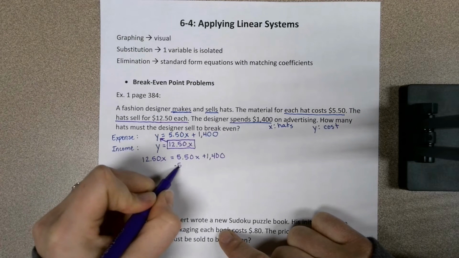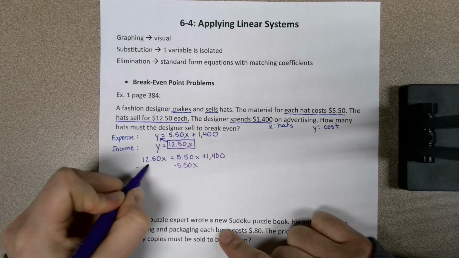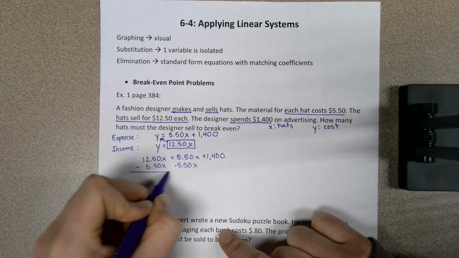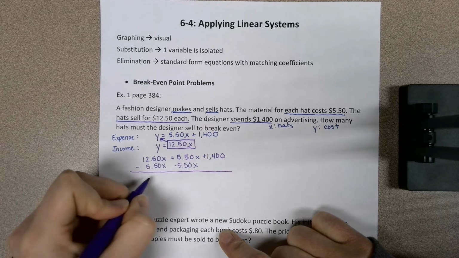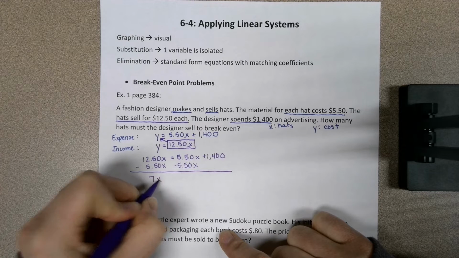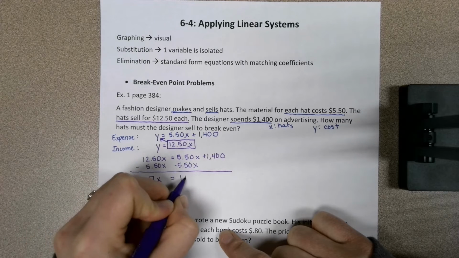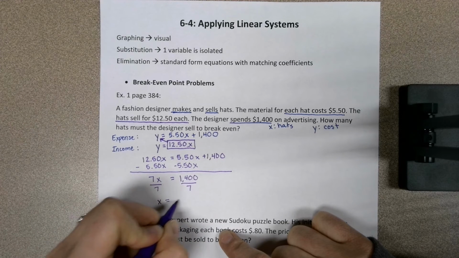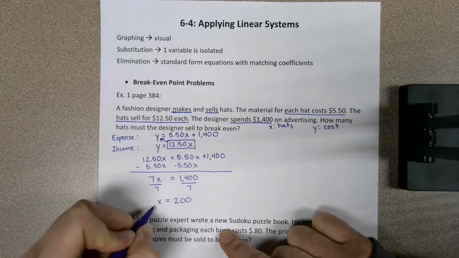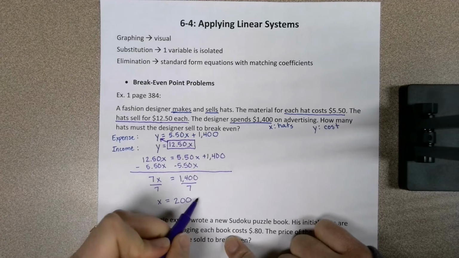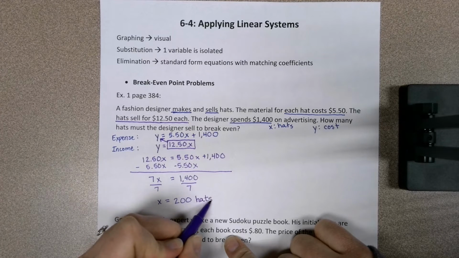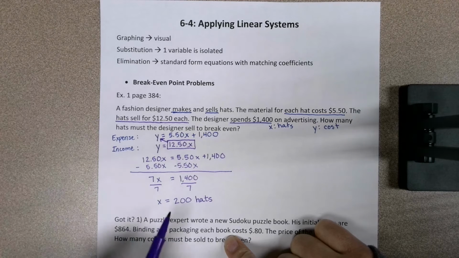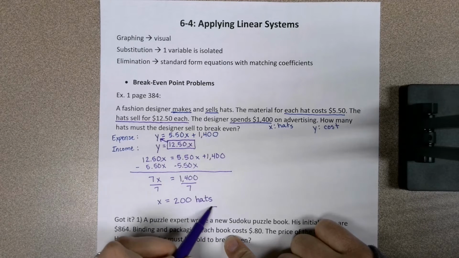We want all the variables on the same side, so we're going to subtract that on both sides. $12.50 minus $5.50 leaves us with $7 even, set equal to 1,400. Divide by 7 on both sides, and we get X is equal to 200. Again, X represented hats, so we can label it. And the question we were trying to solve was how many hats must the designer sell to break even? 200 hats would be that answer.